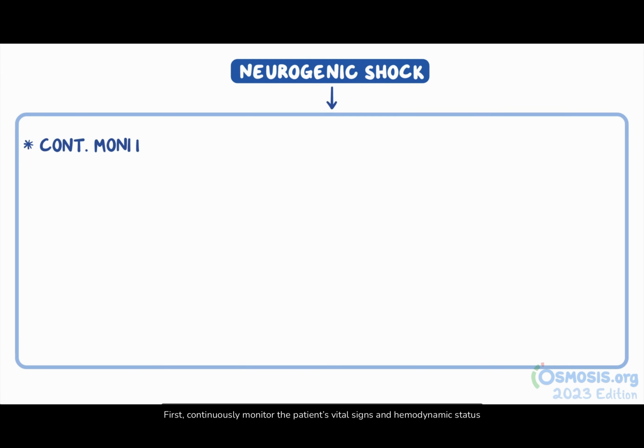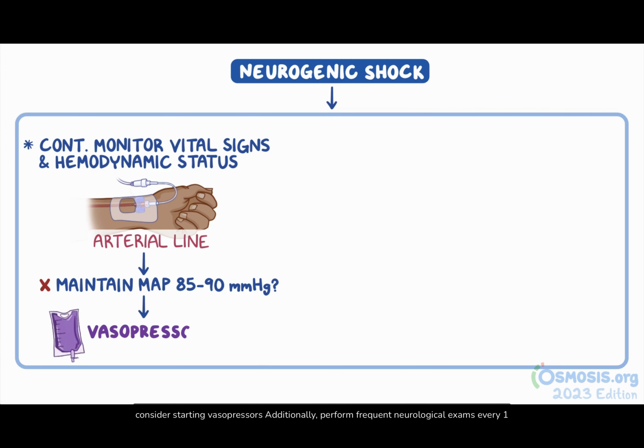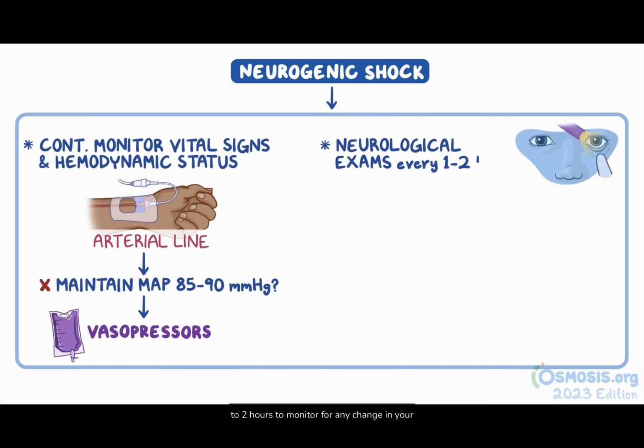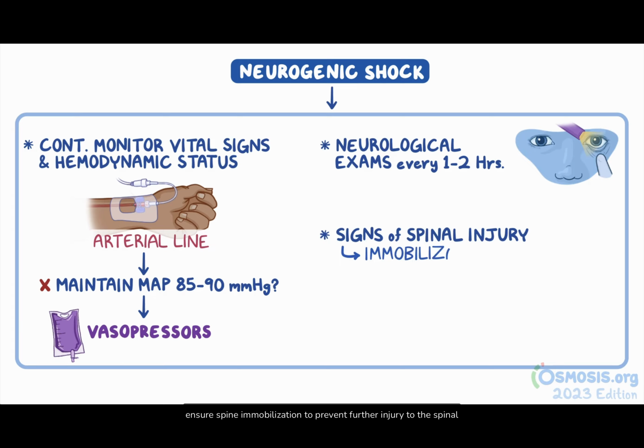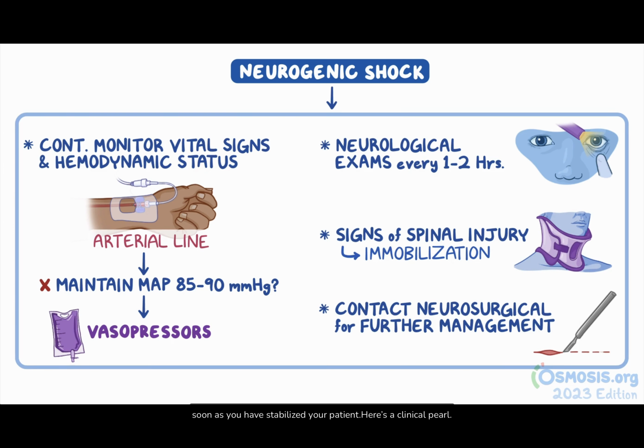First, continuously monitor the patient's vital signs and hemodynamic status via an arterial line. If your patient is unable to maintain a MAP between 85 and 90 millimeters of mercury, consider starting vasopressors. Additionally, perform frequent neurological exams every 1 to 2 hours to monitor for any change in your patient's condition. If there are any signs of spinal injury, ensure spine immobilization to prevent further injury to the spinal cord. Lastly, contact the neurosurgical team for further management as soon as you have stabilized your patient.